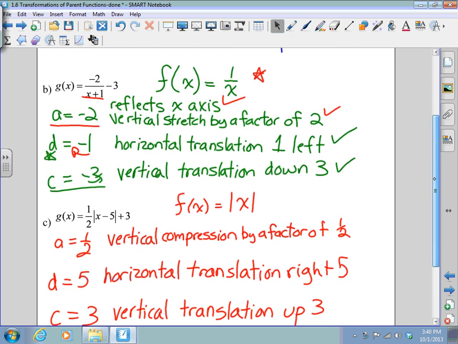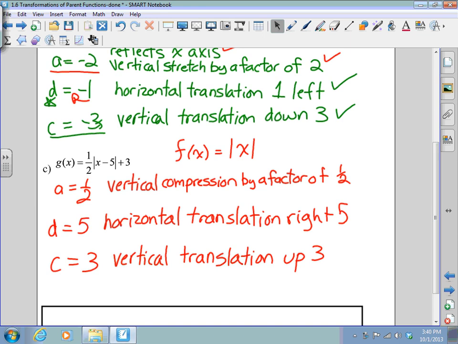All right, let's try one more here, folks. C. Hopefully you can recognize the absolute value signs. Okay, that tells you your parent function is the absolute value. a is out front, okay? a is 1/2. What does that tell us? Because a is less than 1, instead of being a vertical stretch, it is a vertical compression. So we're actually flattening it from above and below. Okay, so vertical compression by a factor of 1/2. Looking at d, d equals 5, which is a horizontal translation, right 5, and c equals 3, which is a vertical translation, up 3.